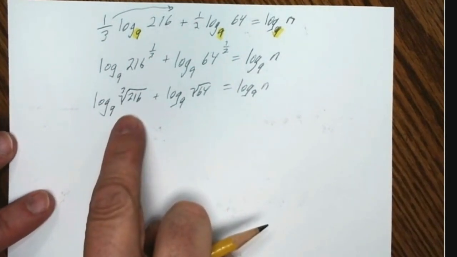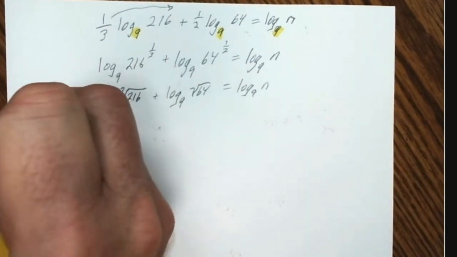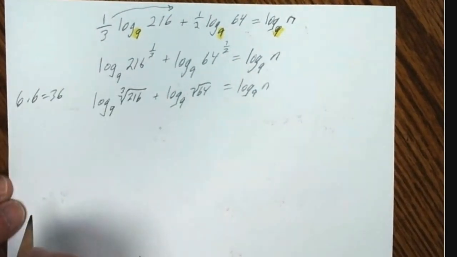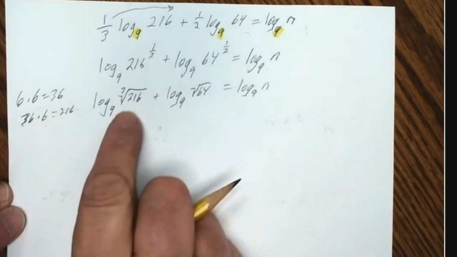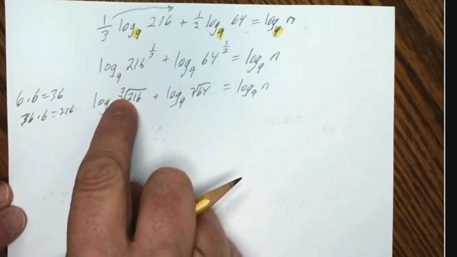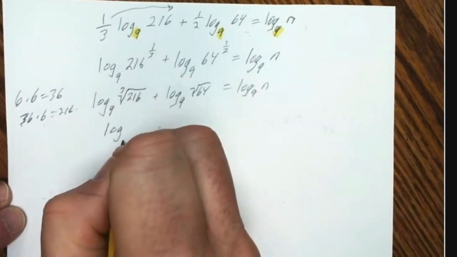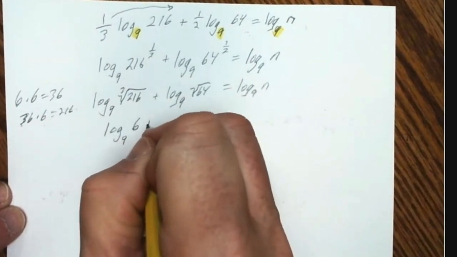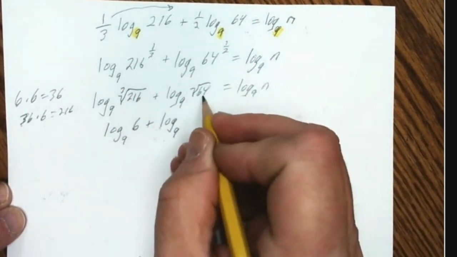So what is the cube root of 216? What times itself 3 times equals that? 6 times 6 equals 36. 36 times 6 equals 216. So this is 6 to the 3rd power. So this is log 9 of 6 plus log 9 of the square root of 64, which is 8.